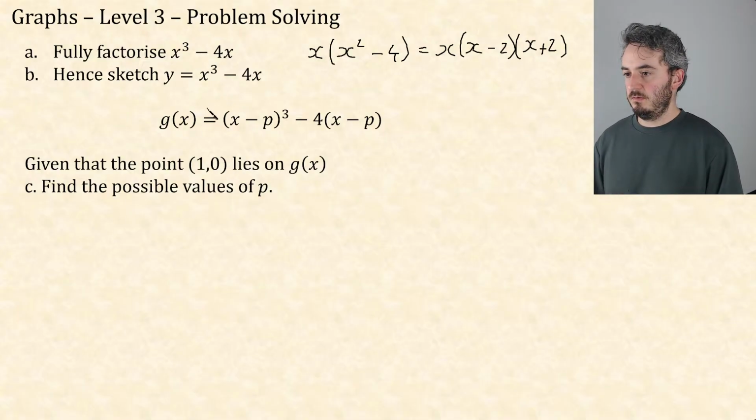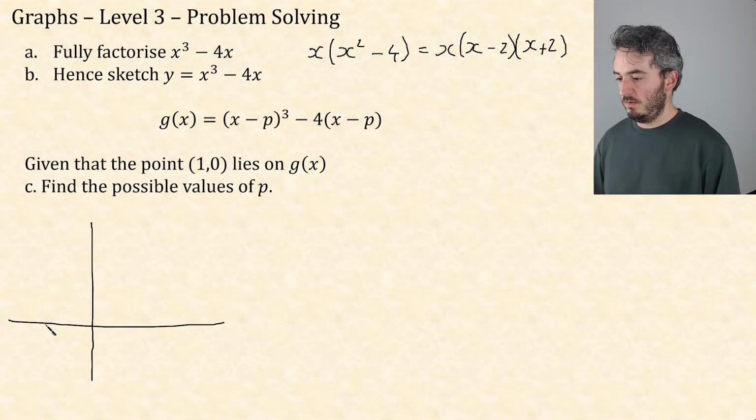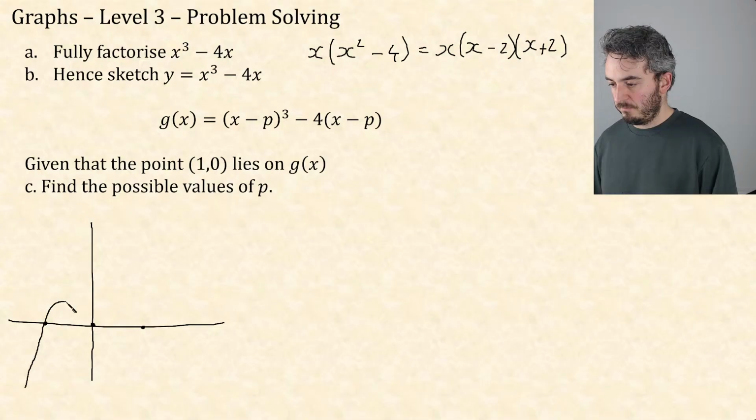Hence, sketch this graph. Well, we can sketch that as a cubic with roots at 0, 2, and -2. So I mark in my roots, -2, 0, and 2, and it's a positive cubic. So it's going to look like that. It's going to go up through there, down through there, up through there, and away.